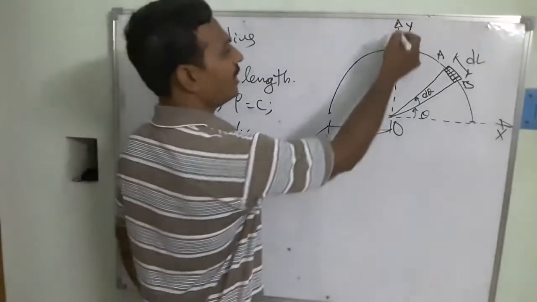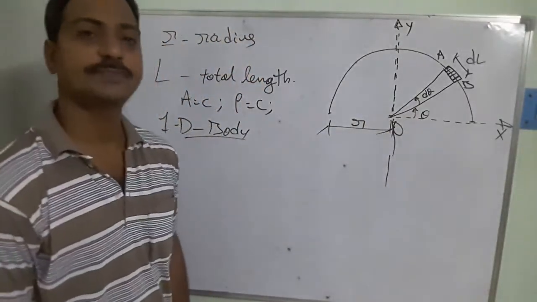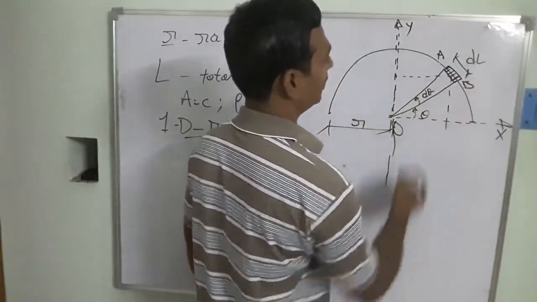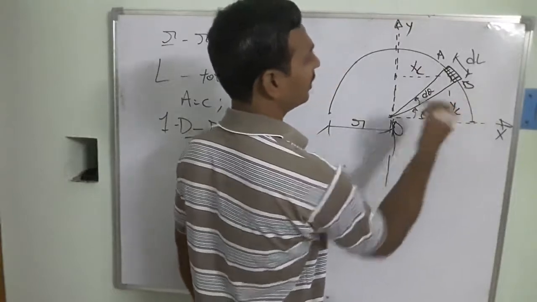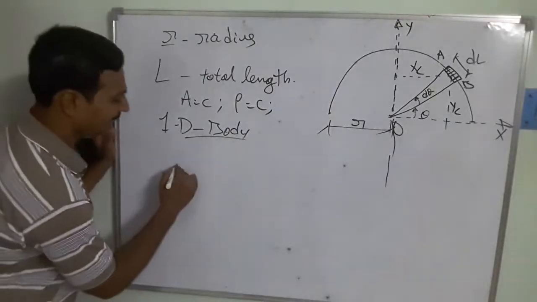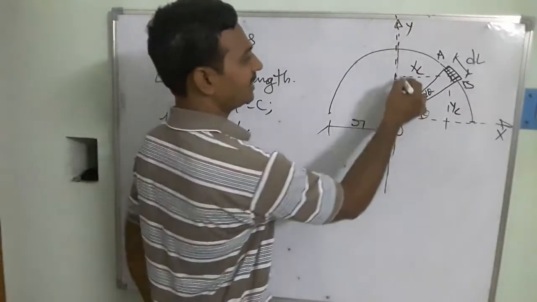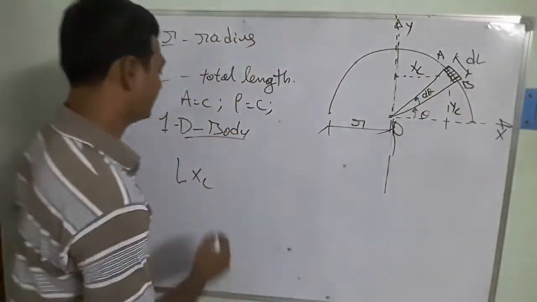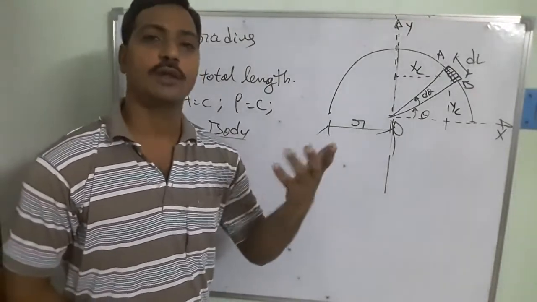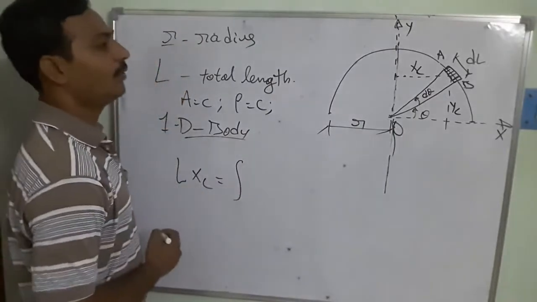Suppose I am taking it with respect to the y-axis. So now I need to find the centroid with respect to the y axis, measuring from this direction. Suppose this is your xc, this is your yc. Alright, the centroid that I have got. So I am going to write L into xc, because I am taking it with respect to the y axis, so for the centroid I take xc. That is equal to, what is the formula? That's the summation of the moments of the individual forces, that's going to be the integral.